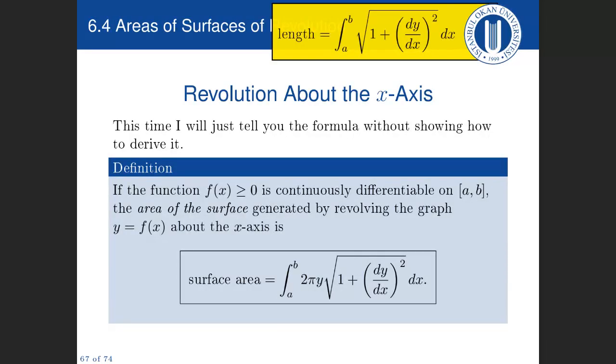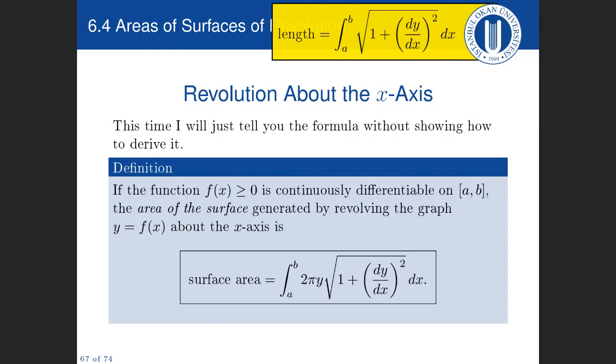If the function f of x, which we need to always be greater than or equal to 0, is continuously differentiable, that means we can differentiate it and we still have a continuous function on the closed interval from a to b. So that was the same as the length formula. We need f prime to be continuous. Then the area of the surface generated by revolving the graph y is equal to f of x about the x-axis is given by this formula.